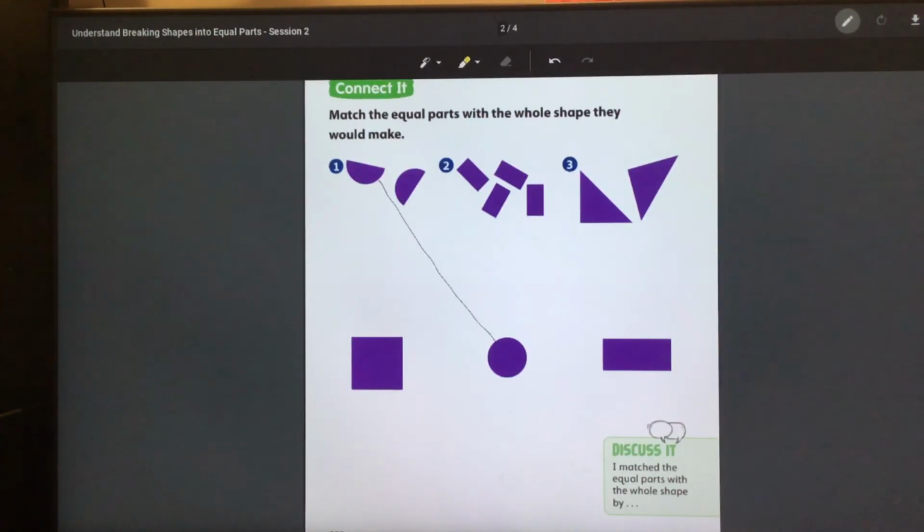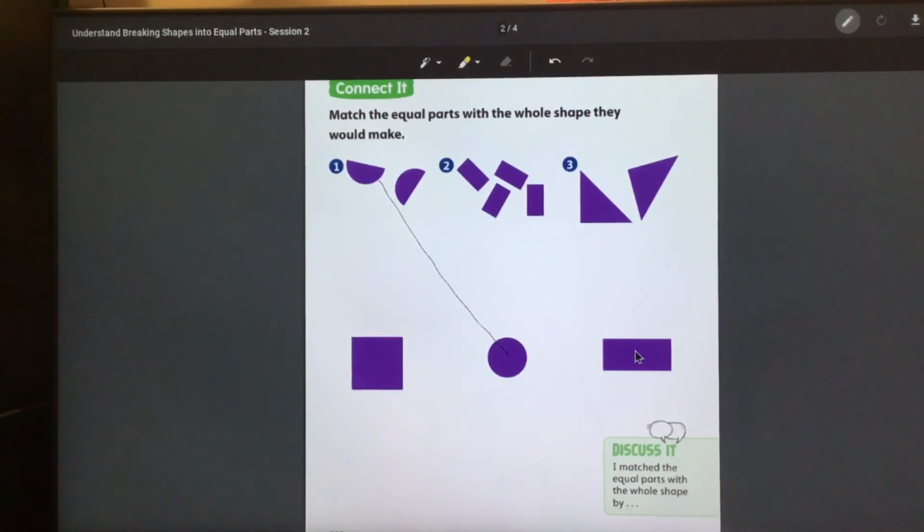If you take both of those, you would have to turn this one a little bit and line up the flat part with the flat part. And if you put them on top of each other, you would get a circle. Okay, number 2, we have 4 rectangles. If you take those 4 rectangles and put them together, are you going to get a square or are you going to get a rectangle?